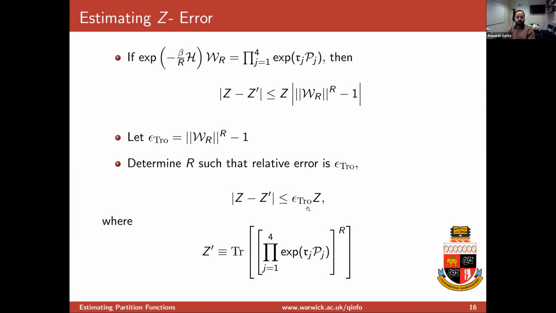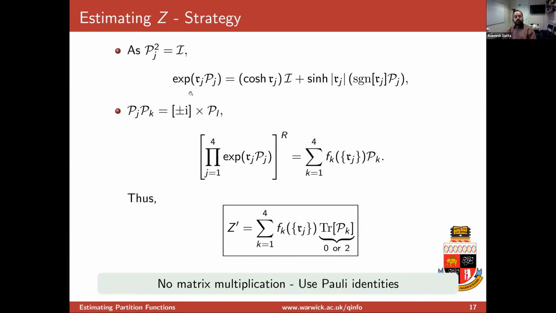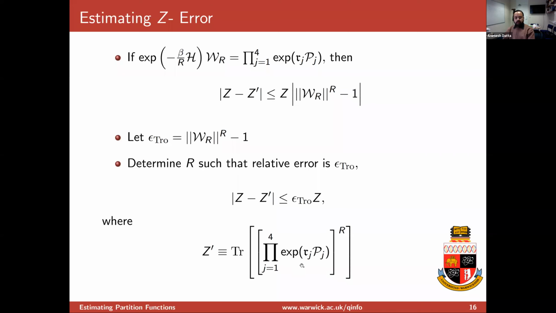Of course, we want epsilon Trotter to be small. And of course, our computation will get more and more expensive as we make this smaller and smaller. But what about the actual trace of this? Well, each of these terms, as you realize, is the exponential of some real number times one of the Pauli operators.